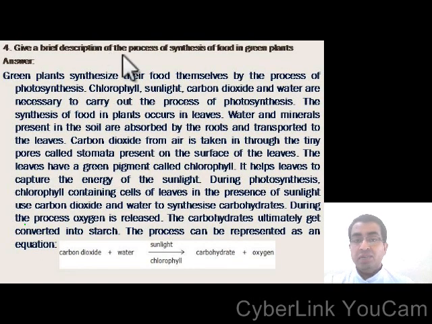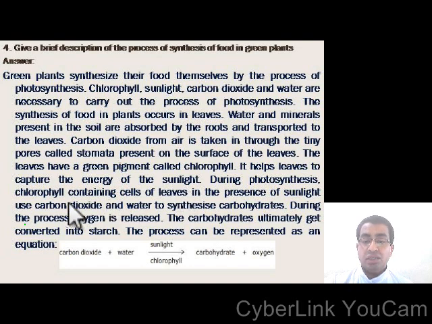Fourth question, give a brief description of the process of synthesis of food in green plants. Green plants synthesize their food themselves by the process of photosynthesis. Chlorophyll, sunlight, carbon dioxide, and water are necessary to carry out this process of photosynthesis. The synthesis of food in plants occurs in leaves. Water and minerals present in the soil are absorbed by the roots and transported to the leaves. Carbon dioxide from air is taken in through the tiny pores called stomata present on the surface of the leaves. The leaves have a green pigment called chlorophyll. It helps leaves to capture the energy of the sunlight.